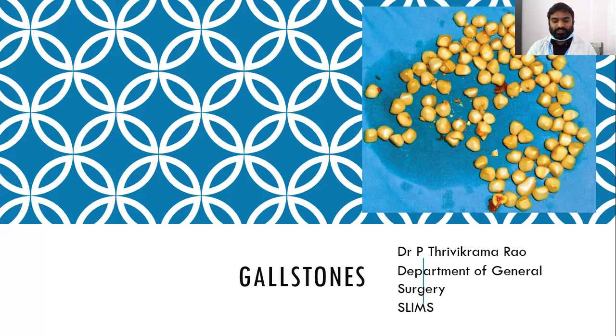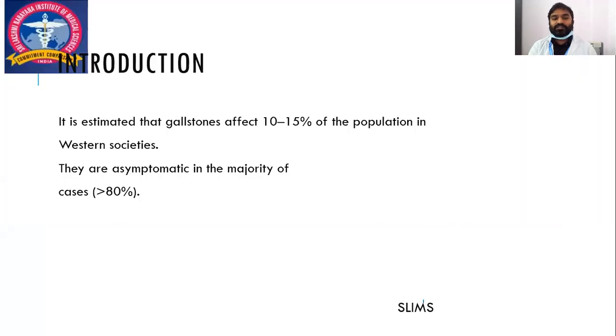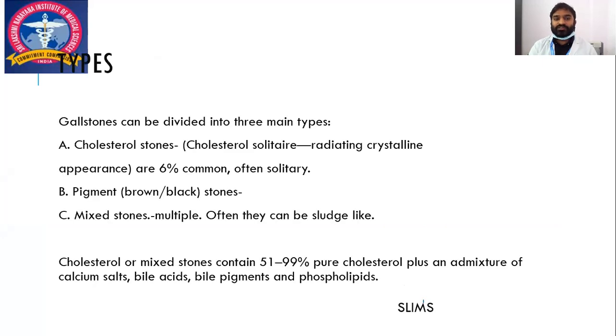Today we'll be discussing gallstones. It is estimated that gallstones affect 10 to 15% of the population in Western societies. They are asymptomatic in the majority of cases. Gallstones can be divided into three main types.